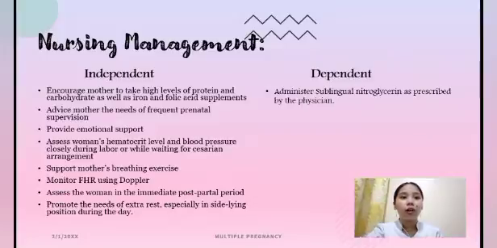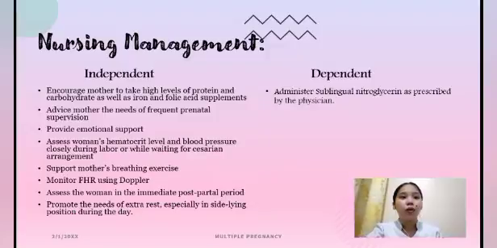Next, advise the mother of the need for frequent prenatal supervision. This type of pregnancy is very dangerous and at risk for complications, so it should be monitored more closely to detect early complications and advise on the nutritional needs of the mother. Then provide emotional support, due to the parental role change of the mother and to deal with fear concerning the mother's and child's risk in multiple pregnancy.